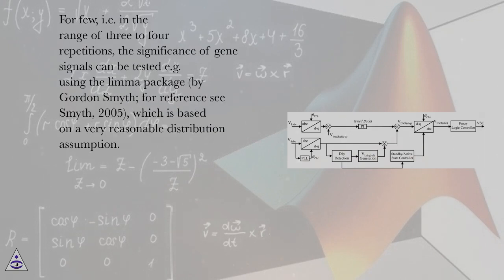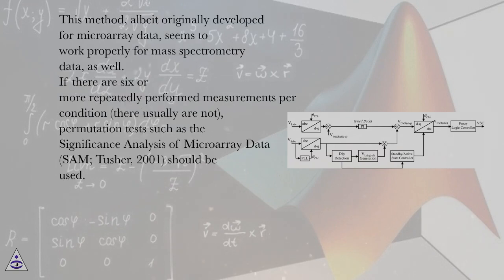For few, i.e. in the range of 3 to 4 repetitions, the significance of gene signals can be tested for example using the Limma package, by Gordon Smyth, for reference see Smyth, 2005, which is based on a very reasonable distribution assumption. This method, albeit originally developed for microarray data, seems to work properly for mass spectrometry data as well.